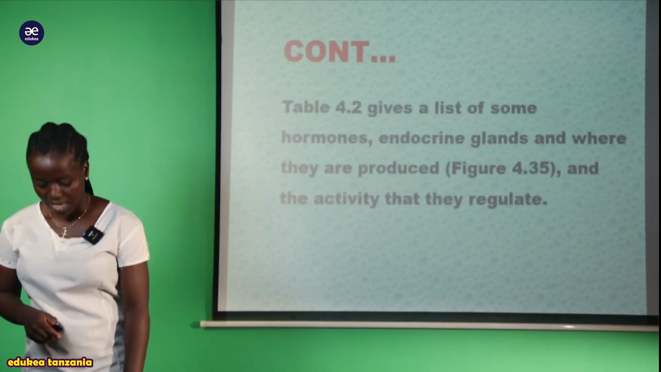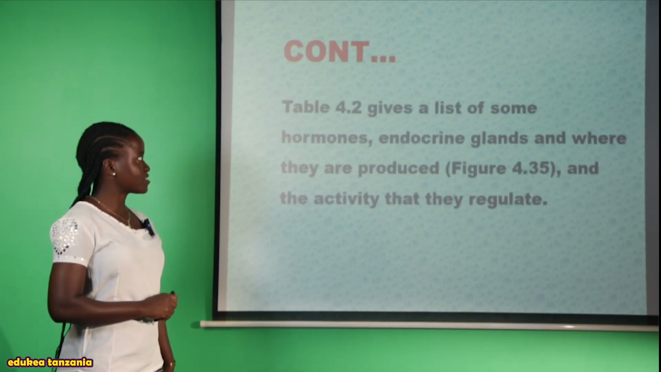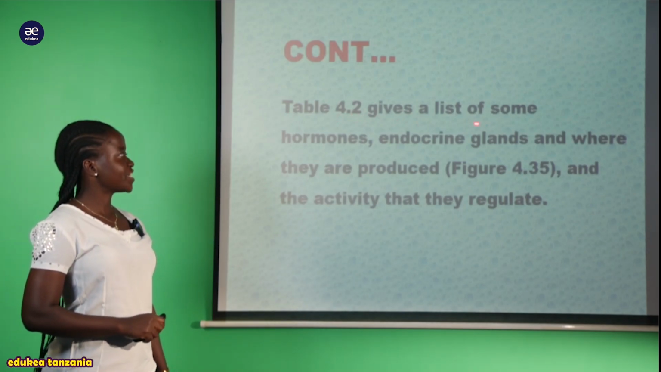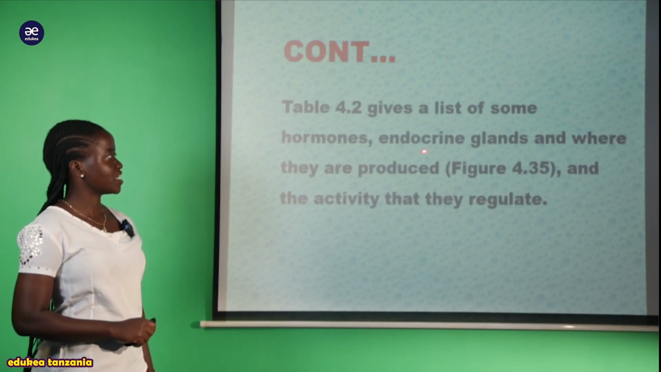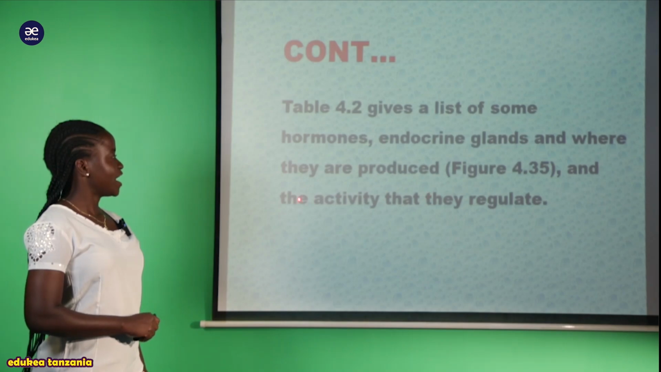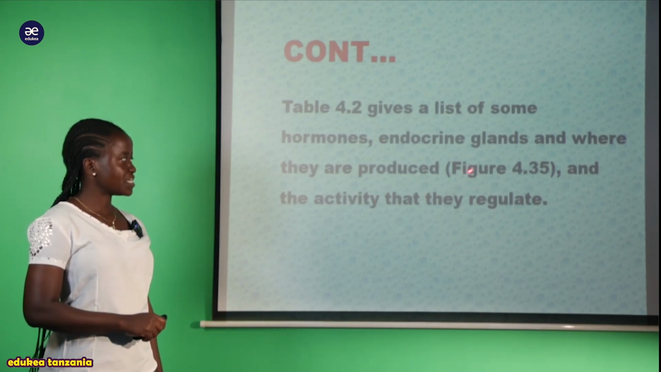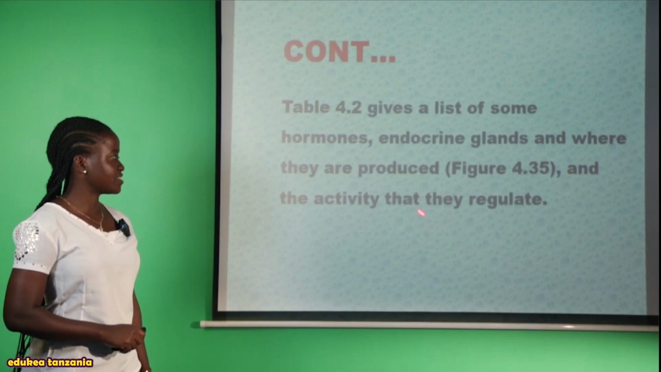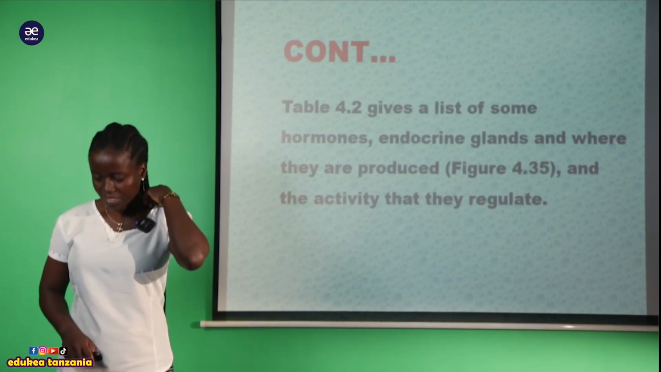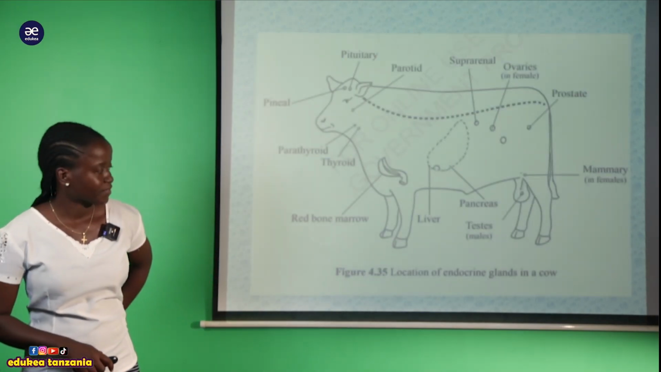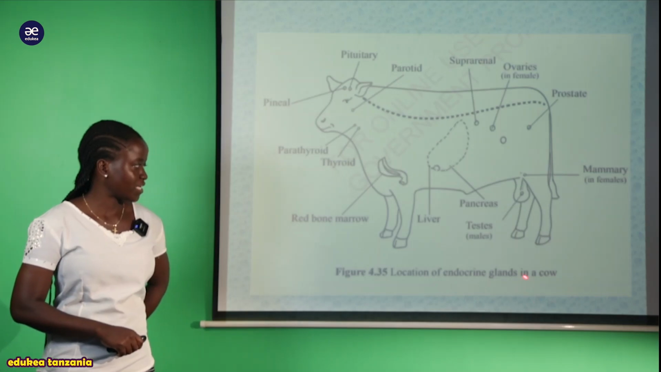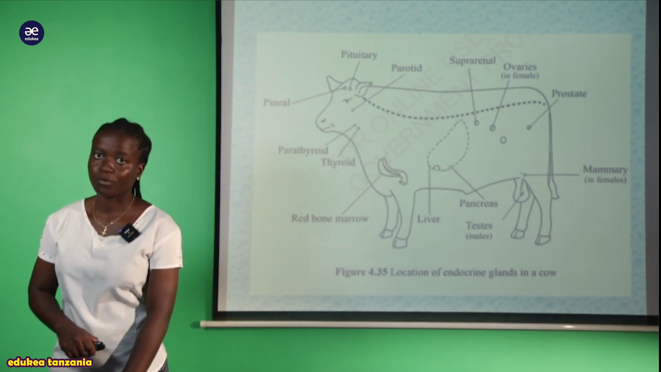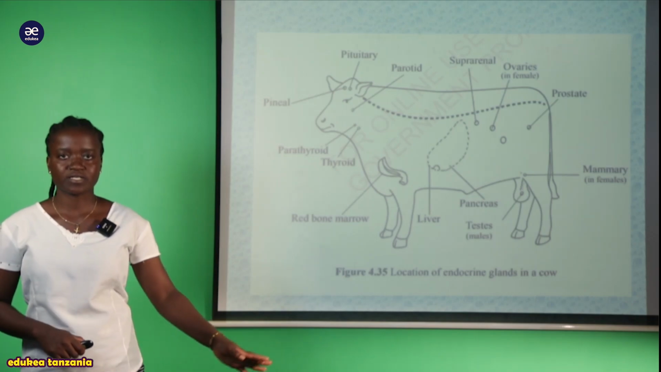And that is the hormones. But also we are going to see table 4.2, which gives the list of some hormones, that is the endocrine glands, and where they are produced. We are going to see on figure 4.35 the activity that they regulate. Now you can see this one. This one is the location of the endocrine glands in the cow. This one is a cow. A cow is a mammal, that's why we are studying the cow.